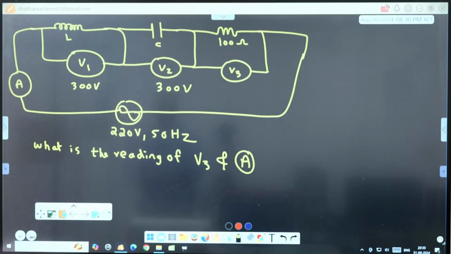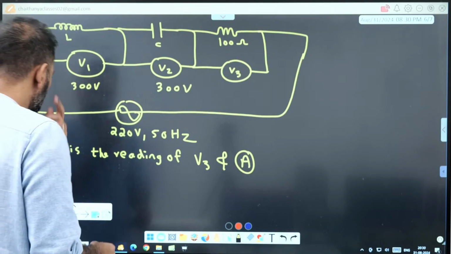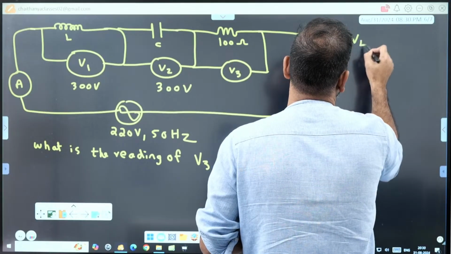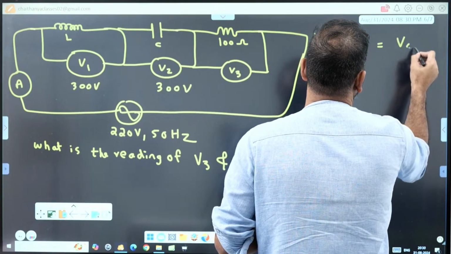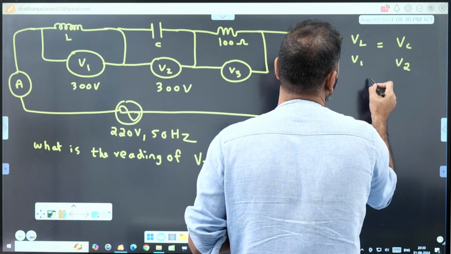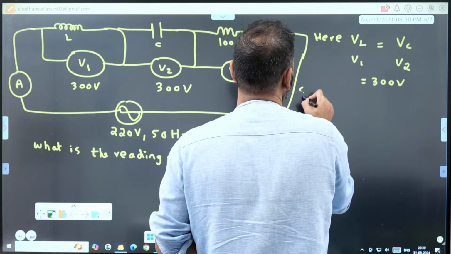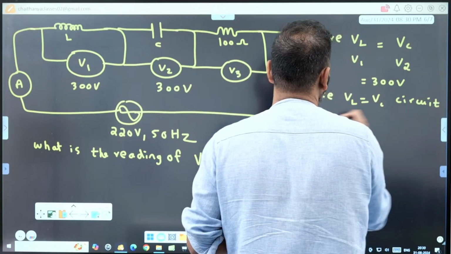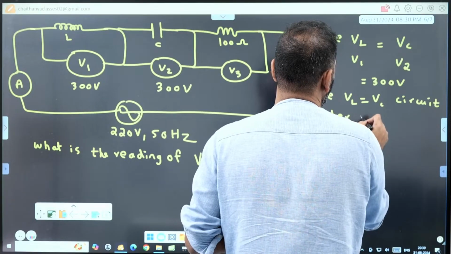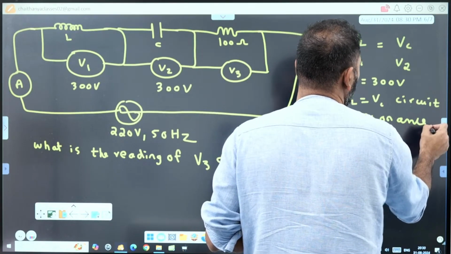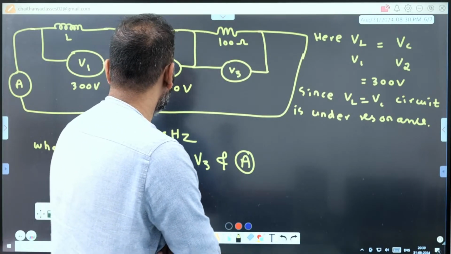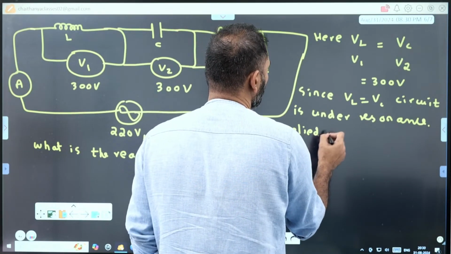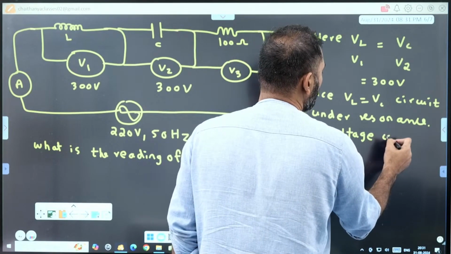Any idea? See here, voltage across inductor, that is V1, is equal to voltage across capacitor, that is V2, that is equal to 300 volt. Since VL equal to VC, circuit is under resonance. We know that if voltage across inductor is equal to voltage across capacitor, circuit is under resonance. So applied voltage completely drops across resistor.